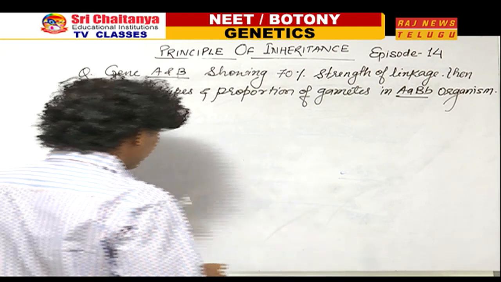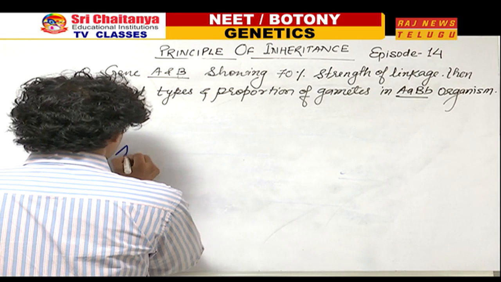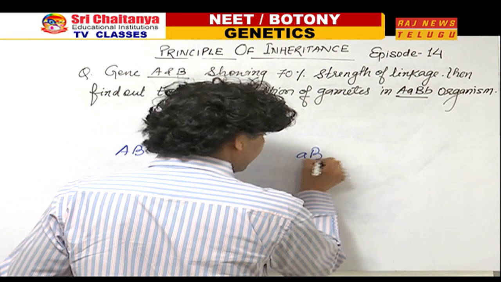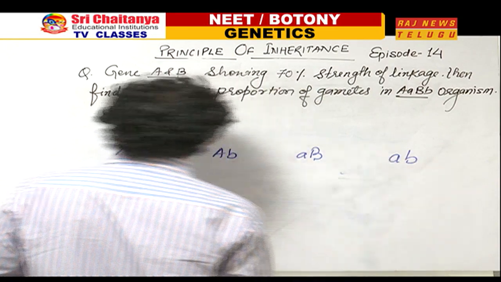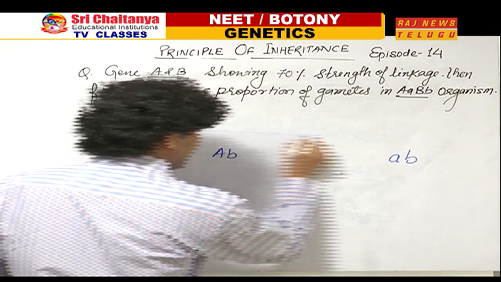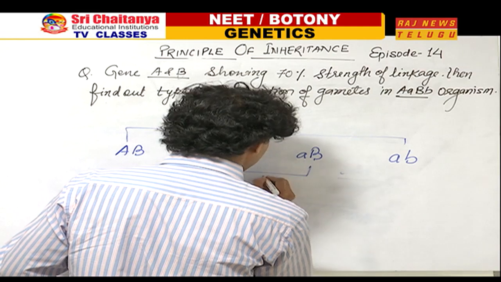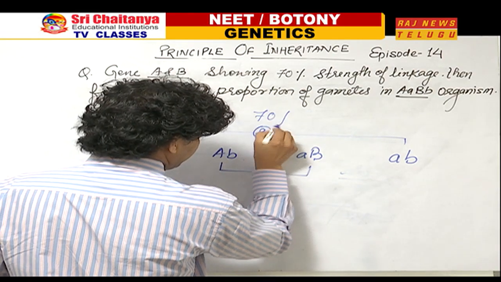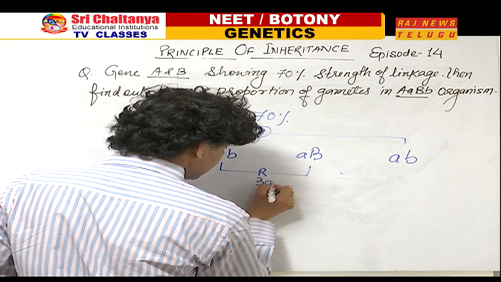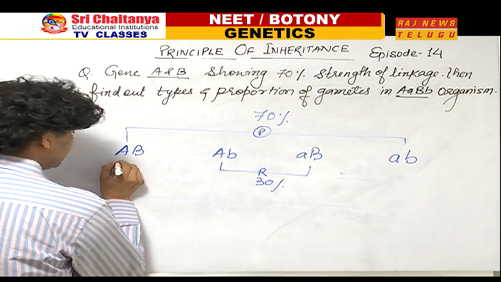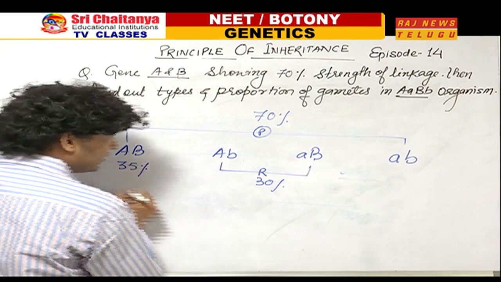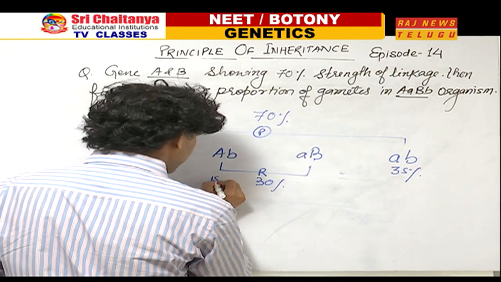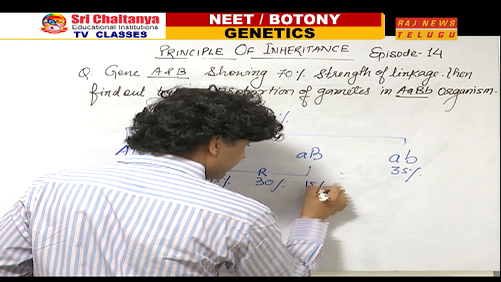It means again 4 types of gamete will arise: capital A, capital B, capital A, small a, capital B, small a, small b. These two are parental and these two are recombinants. Parental 70%, so recombinant 30%. It means this one 35%, this one 35%, this one 15%, and this one 15%.